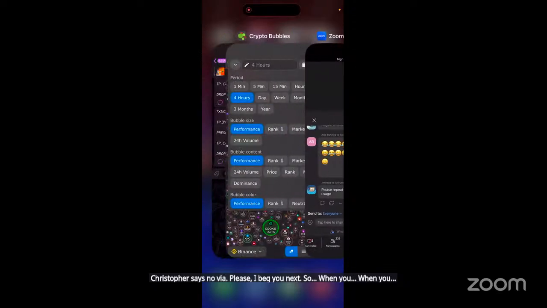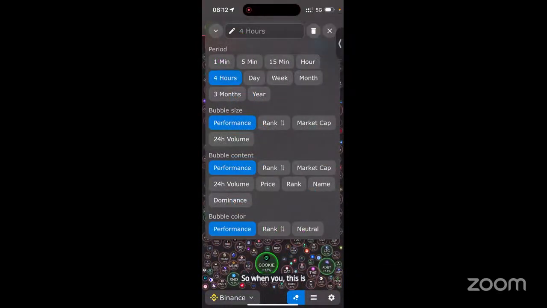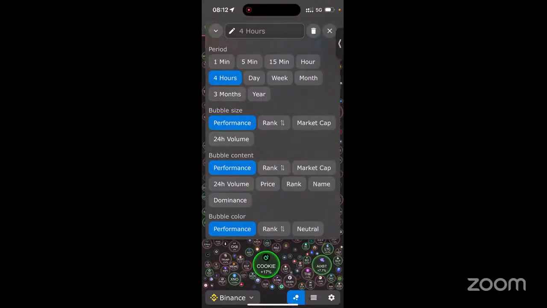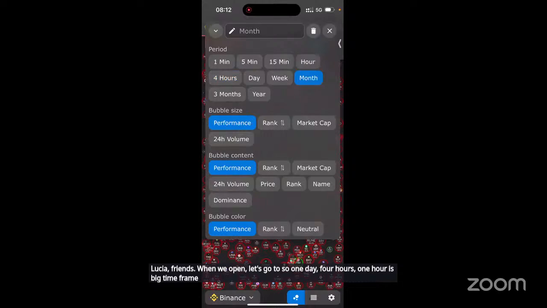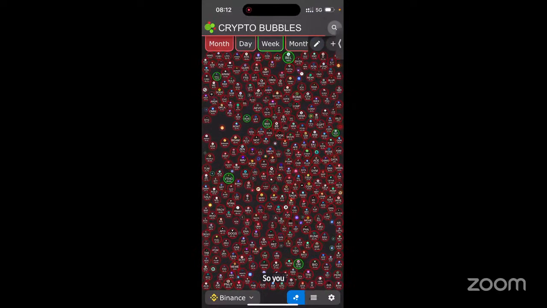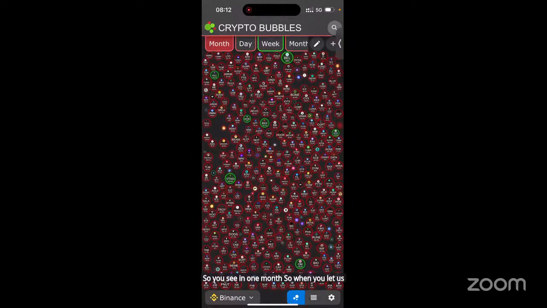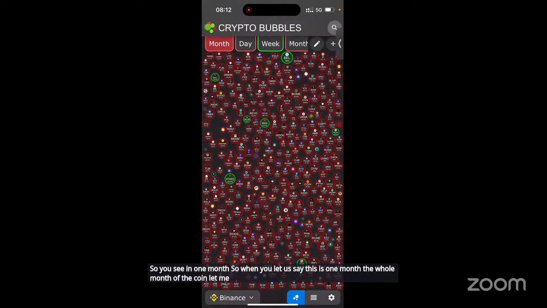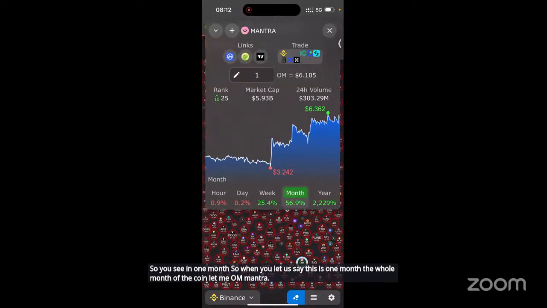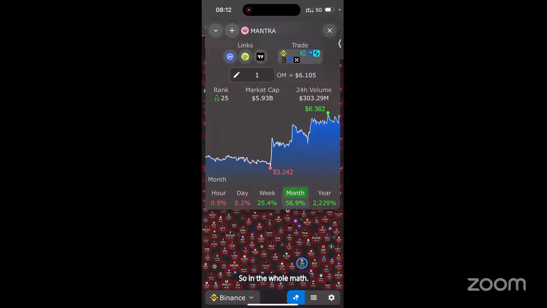So this is time frame, okay? For example, look here, friends. When we open, so 1 day, 4 hours, 1 hour is a big time frame. 1 month. Let us say this is 1 month, the whole month of the coin. Let me open OM mantra. In the whole month, this is how the coin is performing.